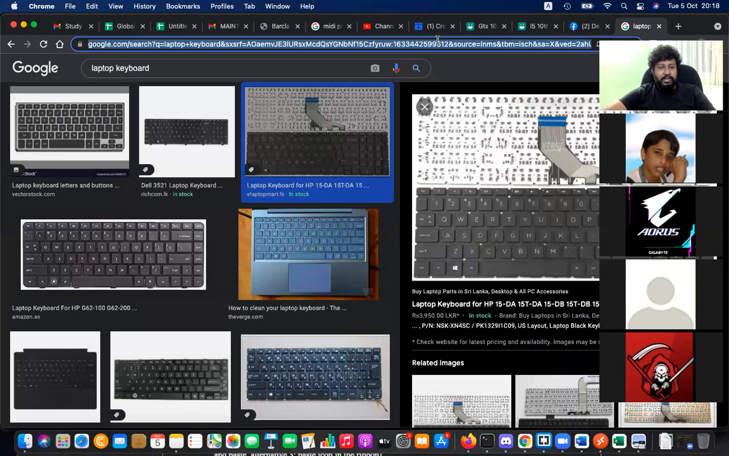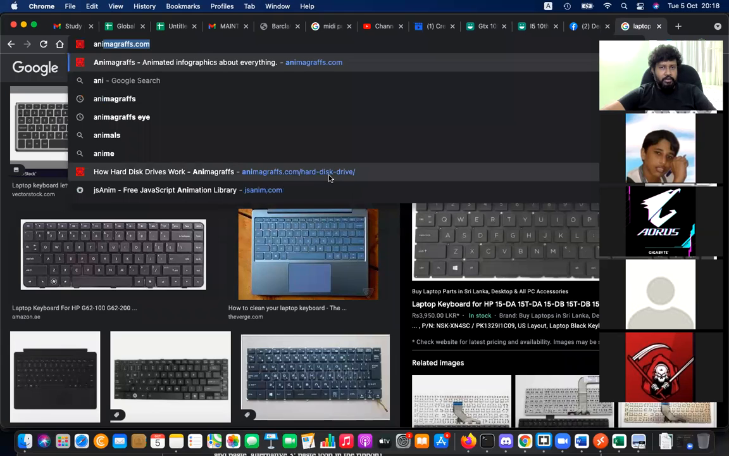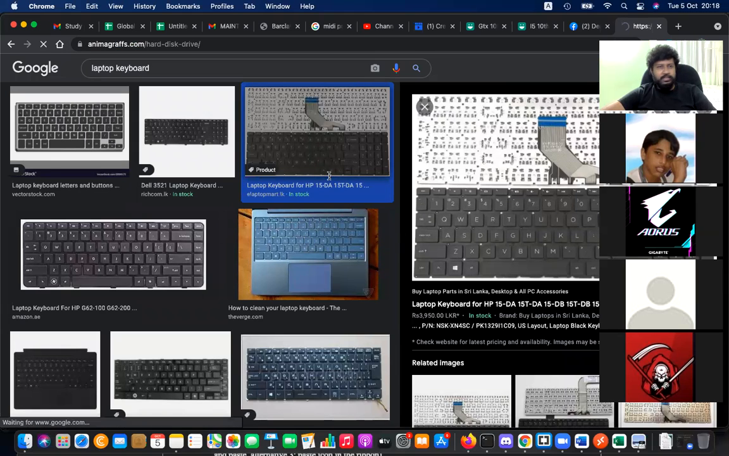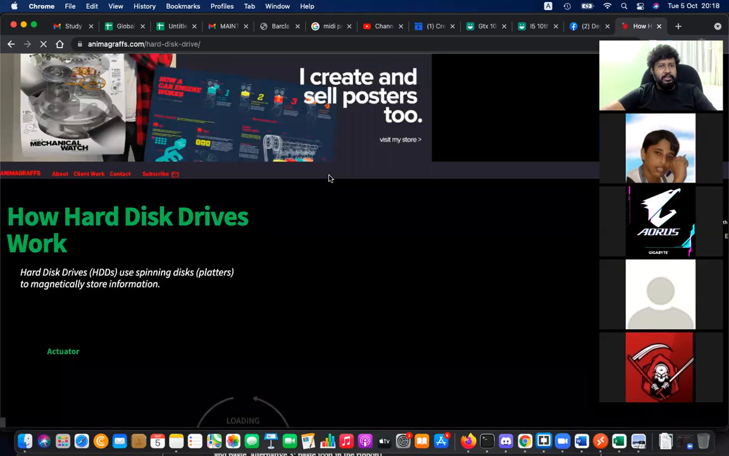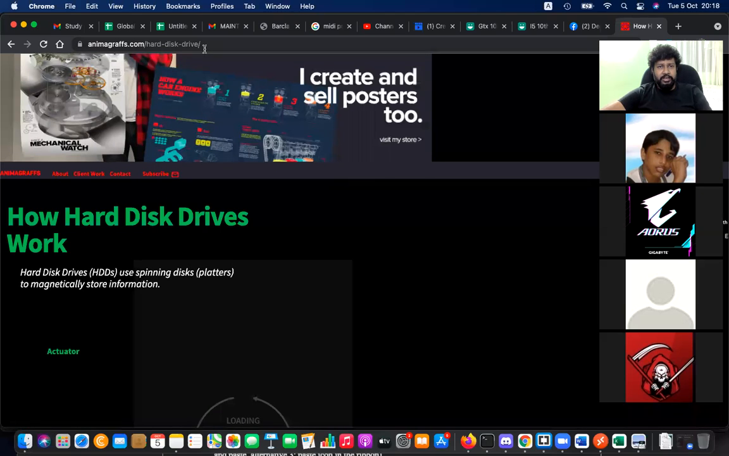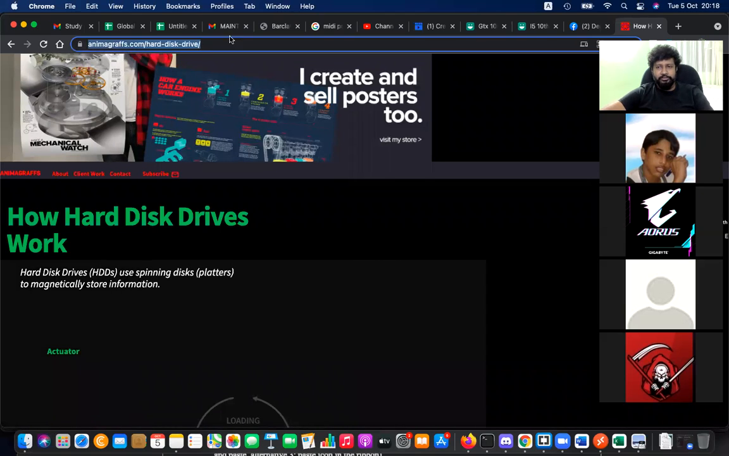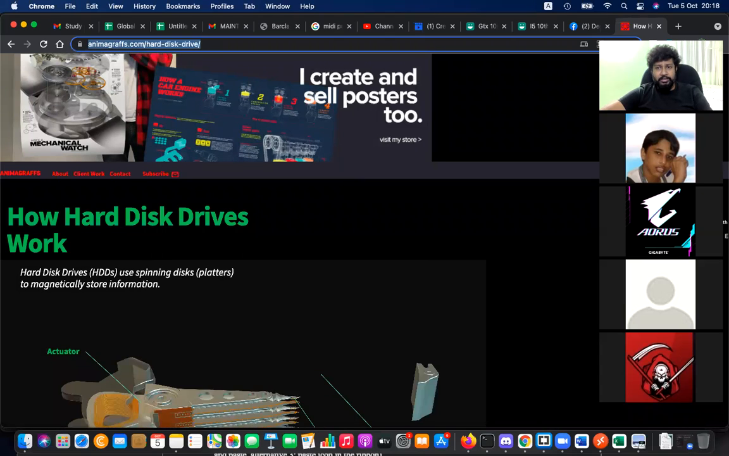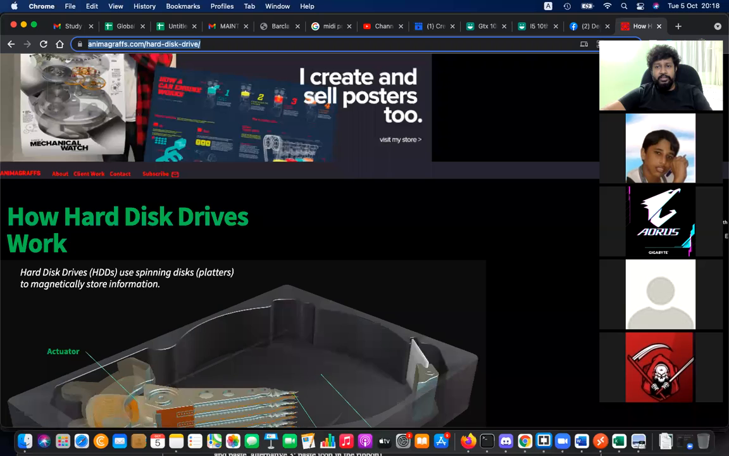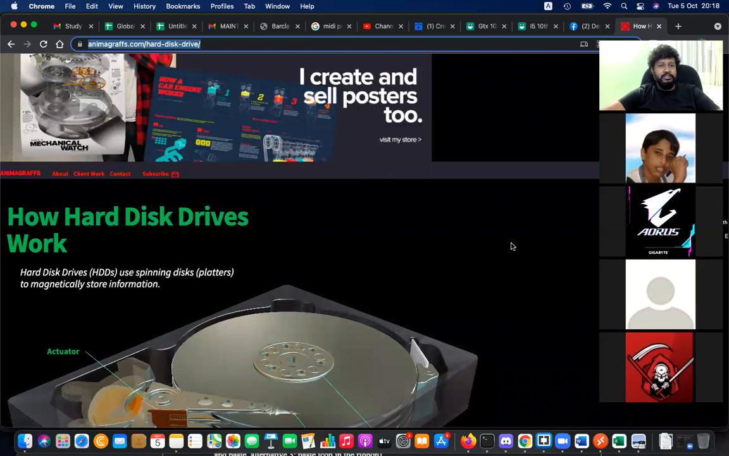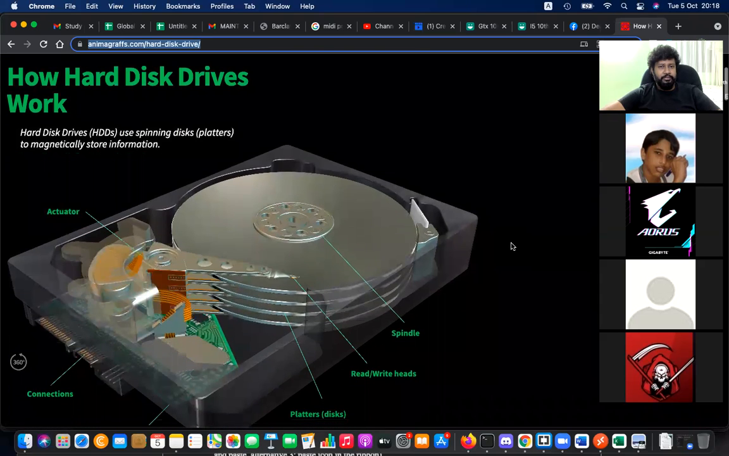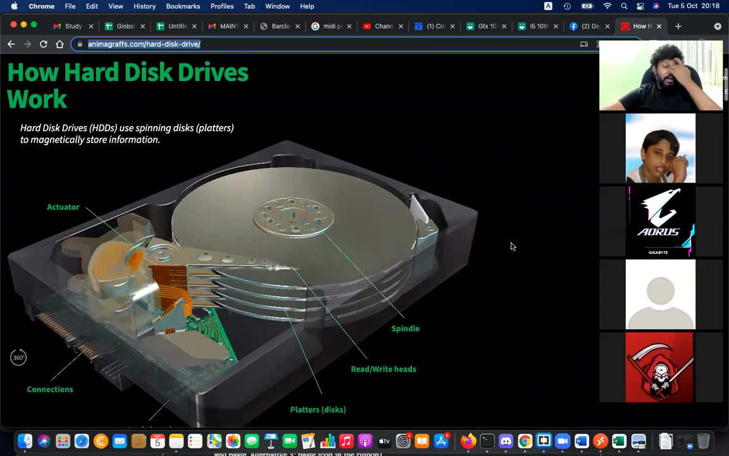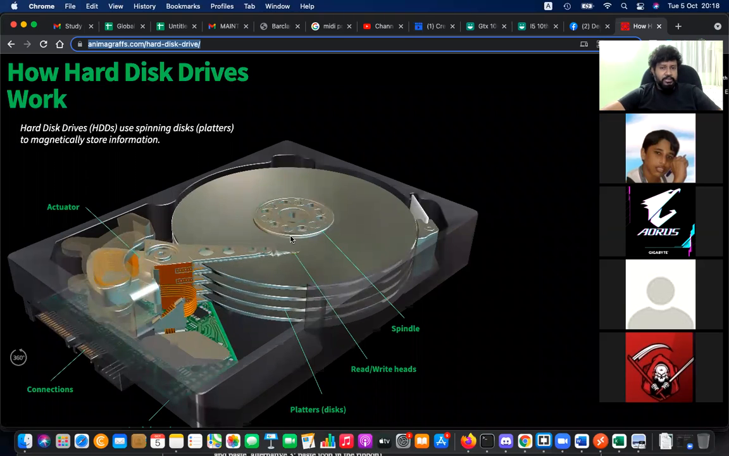I would like to highlight this one, which I already explained in the grade 7 class, but for some people I'm showing this animation again, and here's the link if you want. This animation is explaining how your hard disk works. Basically, you can see these are the platters.